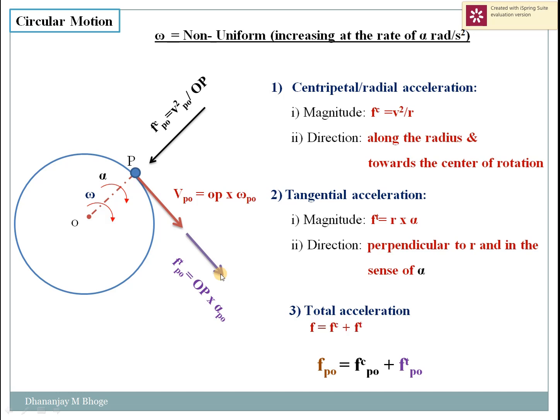And second component is tangential component of acceleration, whose magnitude is equals to r into alpha, and the direction of tangential acceleration is always perpendicular to the radius of rotation. And the total acceleration of particle in circular motion is the vector sum of these two components, centripetal and tangential component.